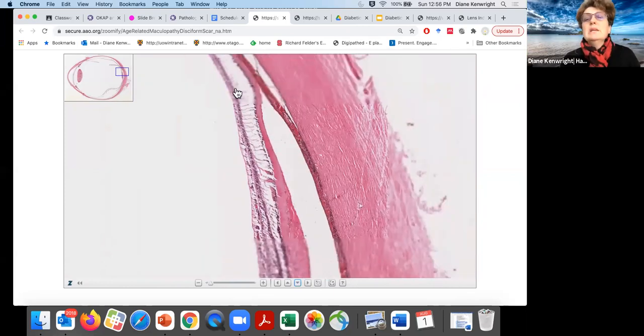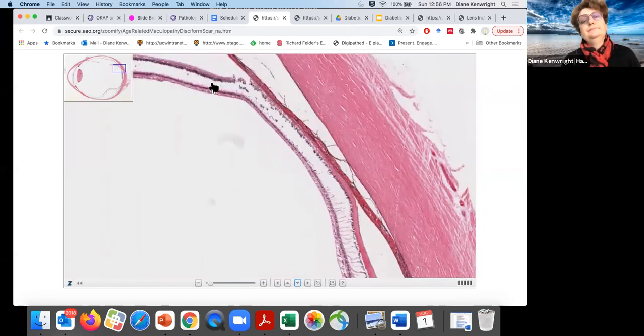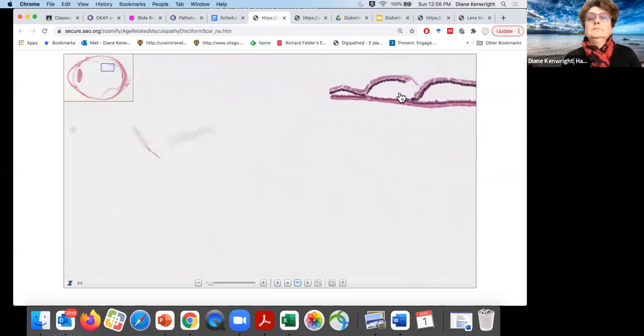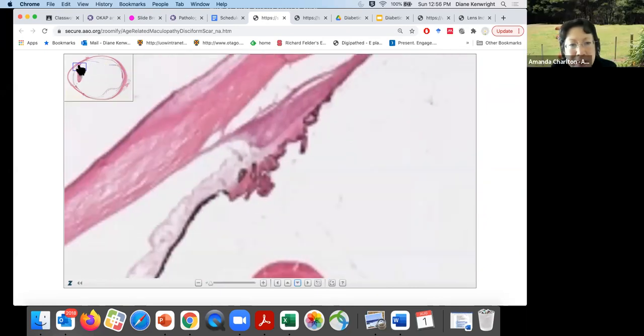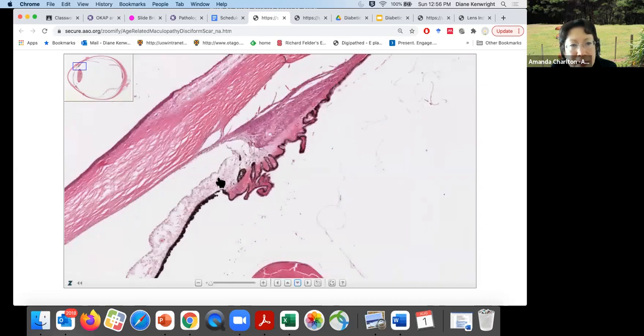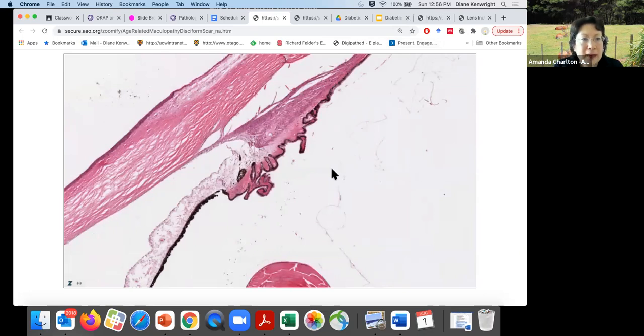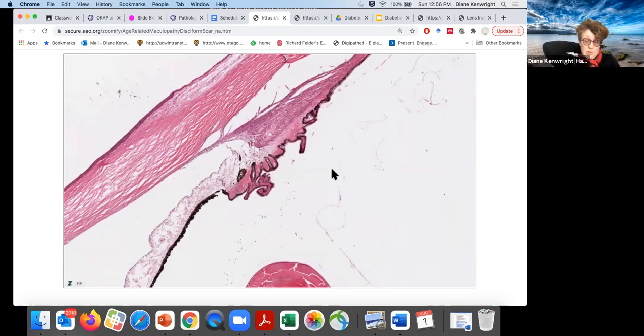So what do you think the diagnosis is here? AMD, disciform scar, AMD, choroidal neovascular membranes, that sort of thing. Okay, so this was subretinal. It wasn't in the choroid. So disciform scar is, I think, its description, and are they usually associated with age-related macular degeneration?